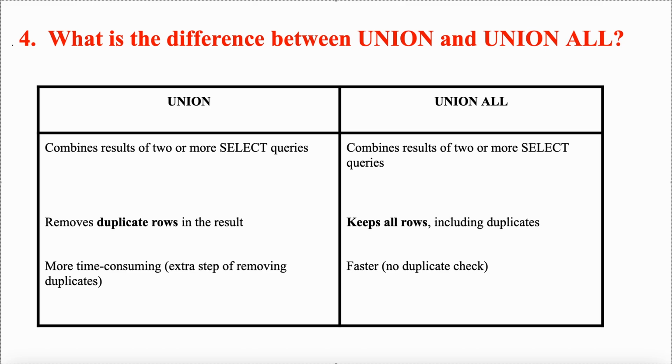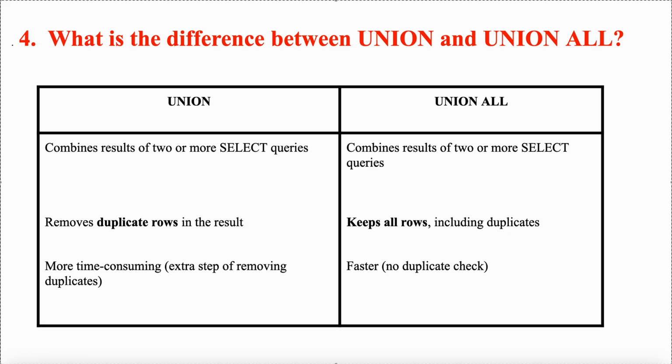Now, let's talk about another common SQL question. What is the difference between union and union all? Both union and union all are used to combine results of two or more select queries. But here's the key difference. Union removes duplicates from the final results. So if the same row appears in both queries, union will only show it once. Since it has to check duplicates, union is a little slower because it does extra work to remove duplicates.